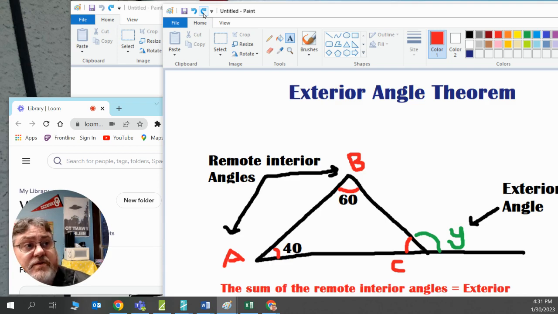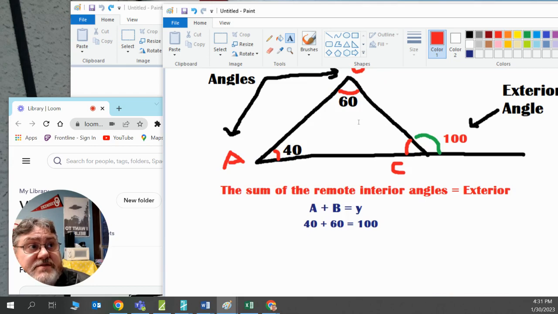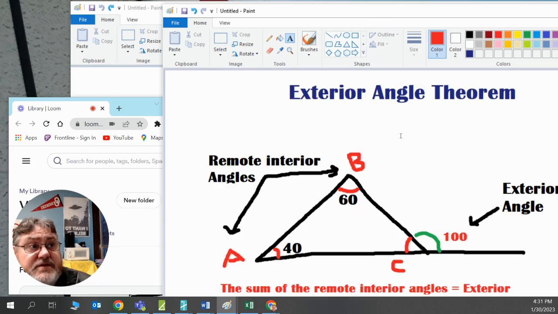Okay, so to find out what angle y is, the sum of the remote interior angles will equal the exterior angle, so 60 plus 40 is simply 100, okay? And so therefore A plus B in this scenario will equal y. Now we're going to use that information, the sum of the remote interior angles equals the exterior angle, to find x in our more challenging triangles.